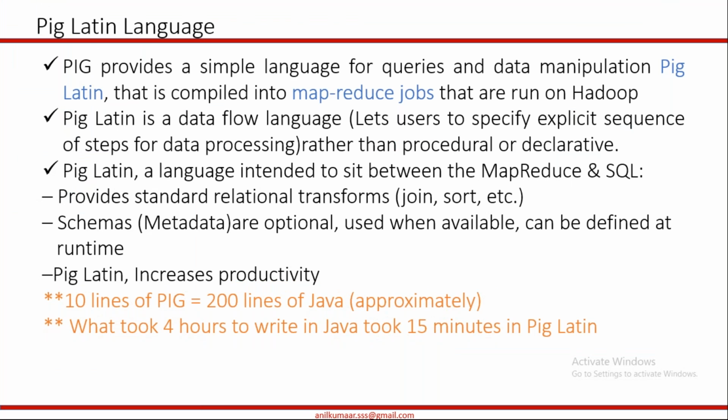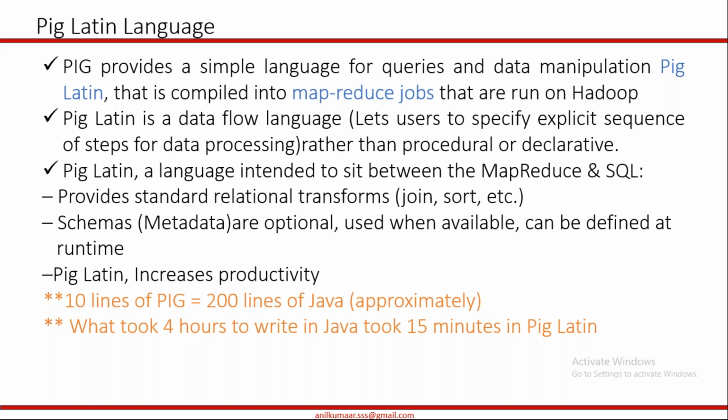Of course, Pig Latin, once again the same point came. I'll tell you later, it's a data flow language. Why I'm calling it a data flow, I'll tell you later. Intentionally I kept the statement there, and of course it's a language which is intended to sit between MapReduce and SQL. Like SQL, here we have some primitive or built-in functions like join, sort, order by, group. So a lot of built-in functionality is available. You can use that with the Pig Latin statements, by which you can do some standard relational transformations.